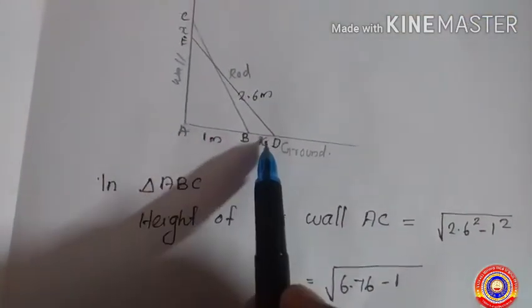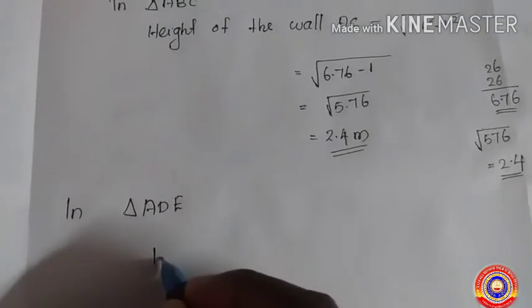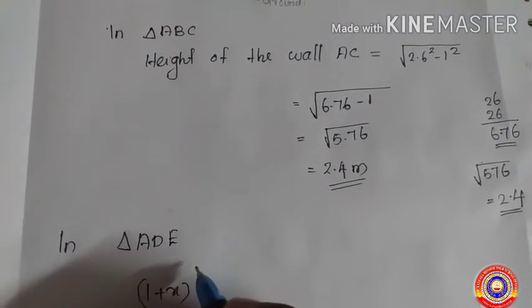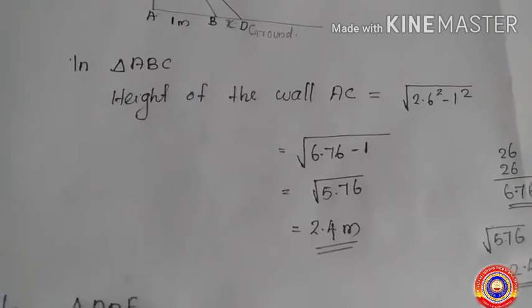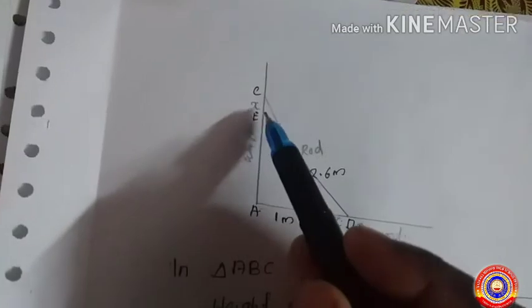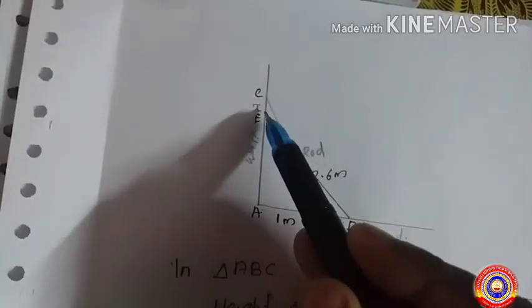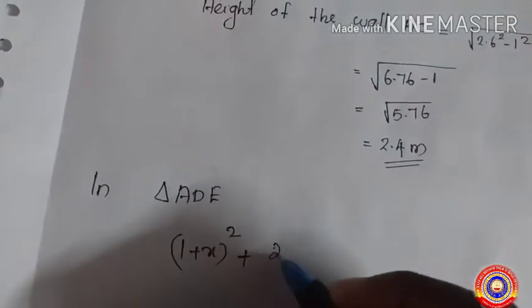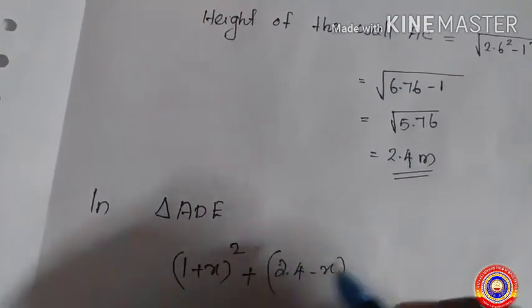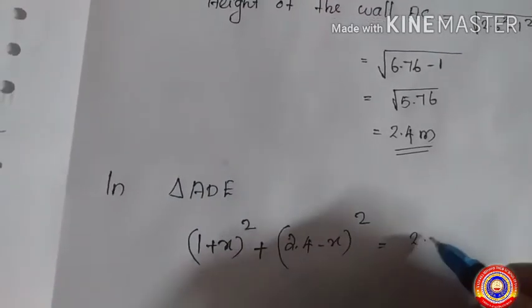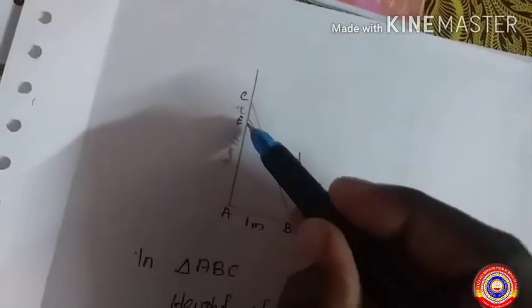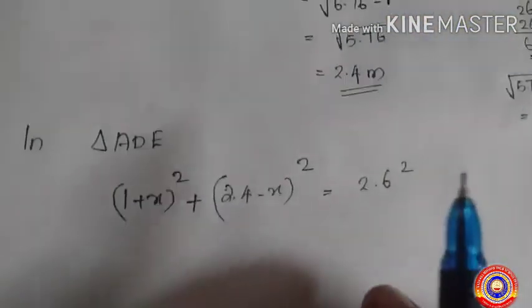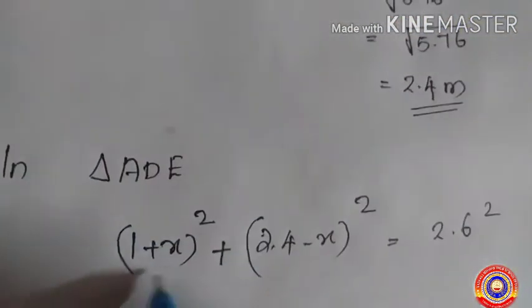Next, in the right triangle ADE, we have to apply the Pythagoras theorem. AD is the base and it is equal to (1 plus x) the whole square, plus the altitude. Here the altitude is AE, which is 2.4 minus x. So (2.4 minus x) the whole square equals 2.6 the whole square. The same rod becomes the hypotenuse of this triangle also.